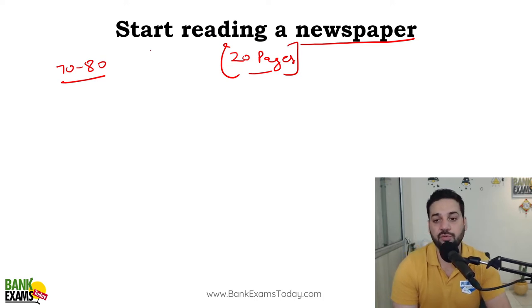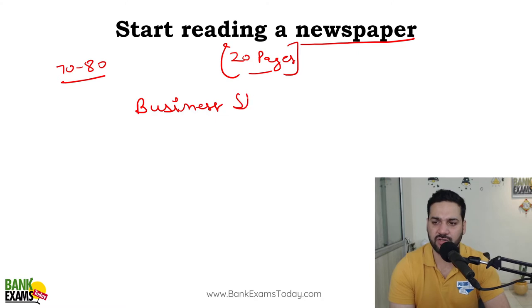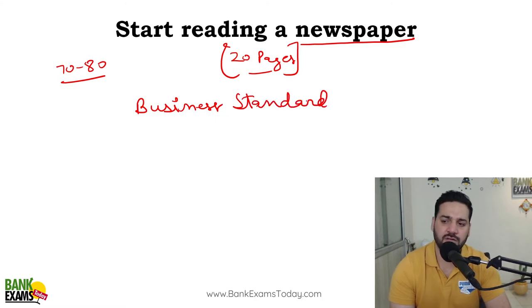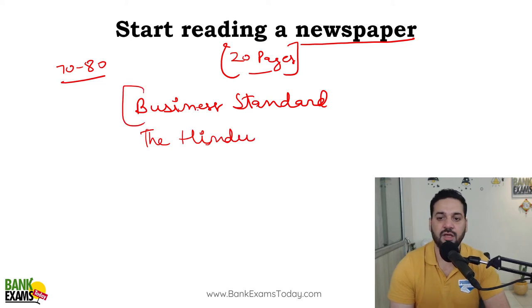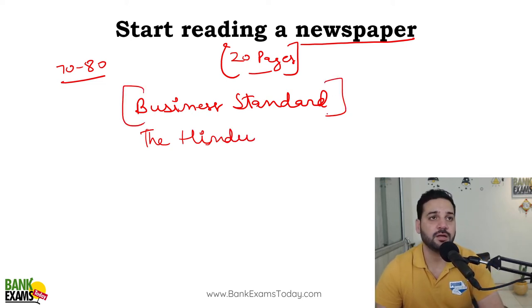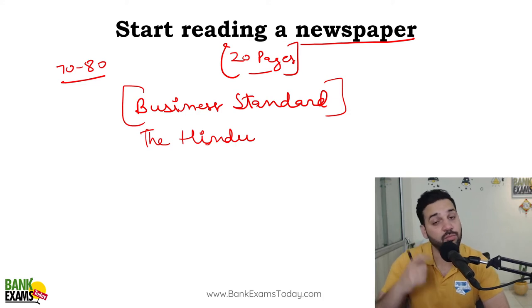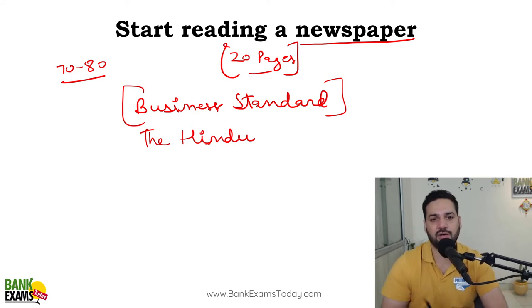So I highly recommend you to start reading Business Standard. Business Standard, highly relevant according to me. I don't personally like Economic Times. You can read The Hindu, which is also good, but I personally like Business Standard. If possible, get Business Standard in paper format. It'll be a lot cheaper actually. In paper format, that will cost you hardly 200 rupees a month, while the digital edition is a lot more expensive, right? But it is up to you. If you are more comfortable reading online, get the online subscription. Otherwise, you can get it in paper format.